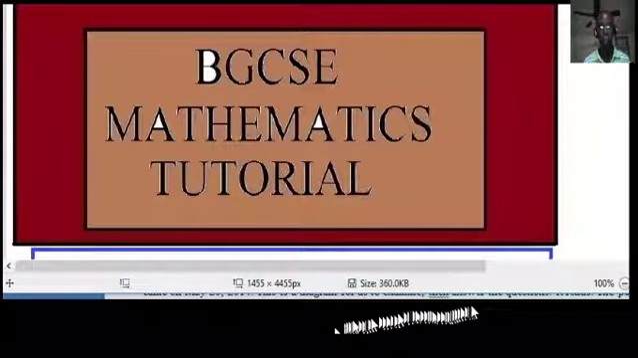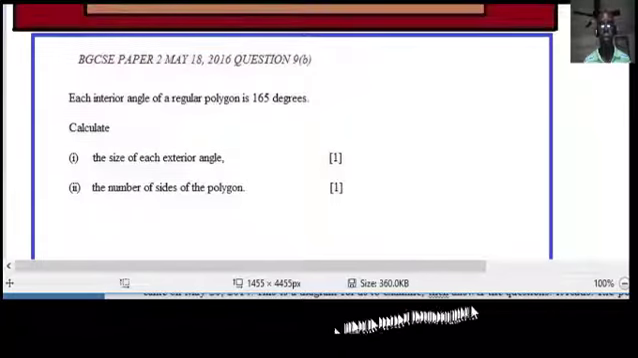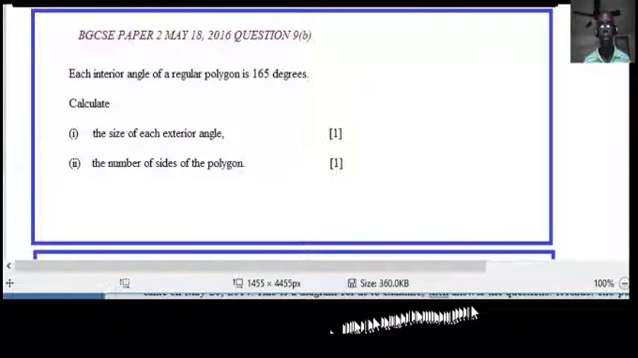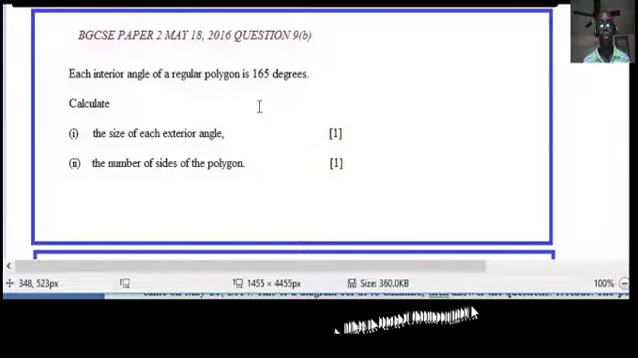This first problem we are about to look at is the BGCSE Past Examination question, Paper 2, Question 9b. This exam came on May 18, 2016. You can pause the video at any time and try to work the problems on your own, before looking at my solutions. This problem says, each interior angle of a regular polygon is 165 degrees. This is the regular polygon. Regular means all sides and all angles are congruent or equal.